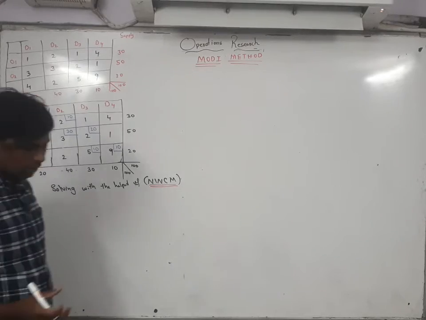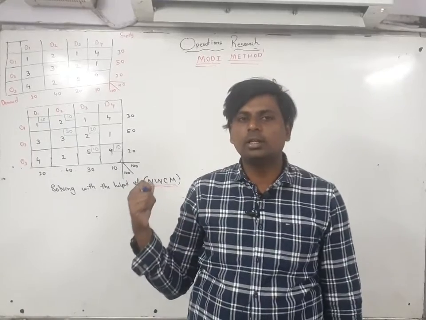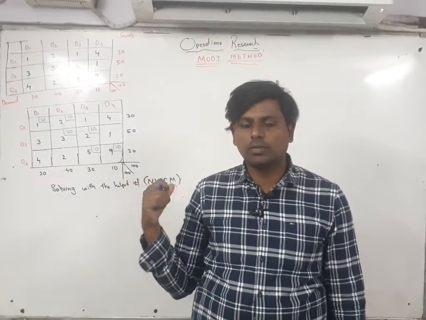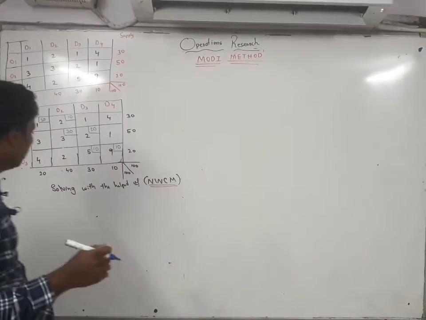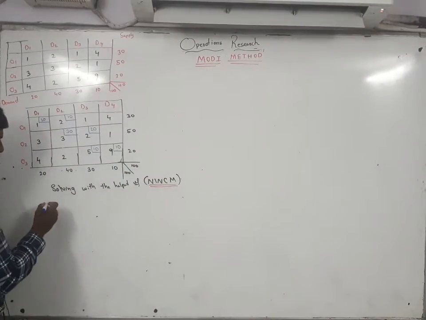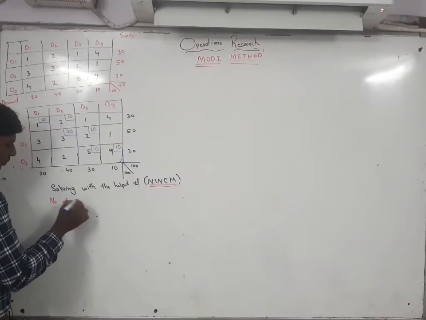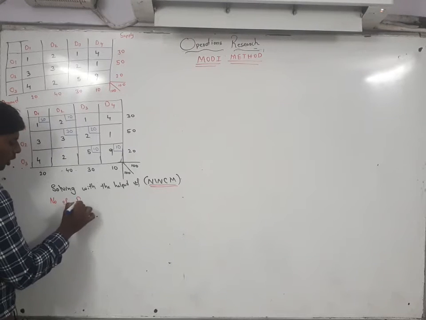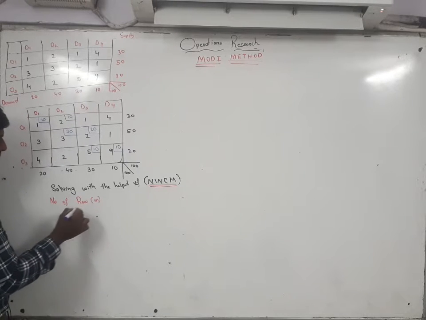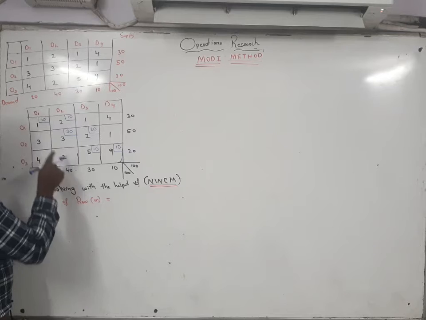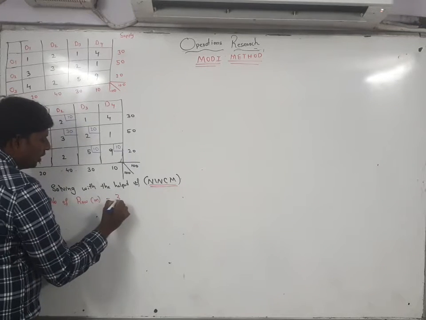After getting this allocation, I have to check whether the given one is a degeneracy or not. How to check that? One formula is there. First you have to write the number of rows, designated with the letter M. How many rows are there? As you can see, 1, 2, 3. Number of rows is 3.